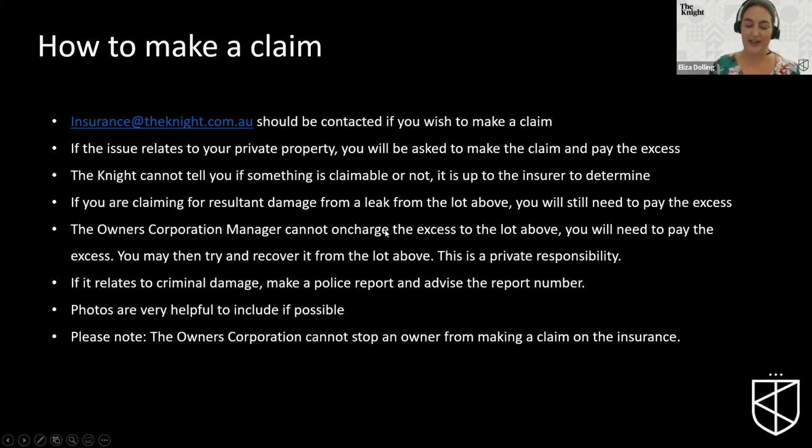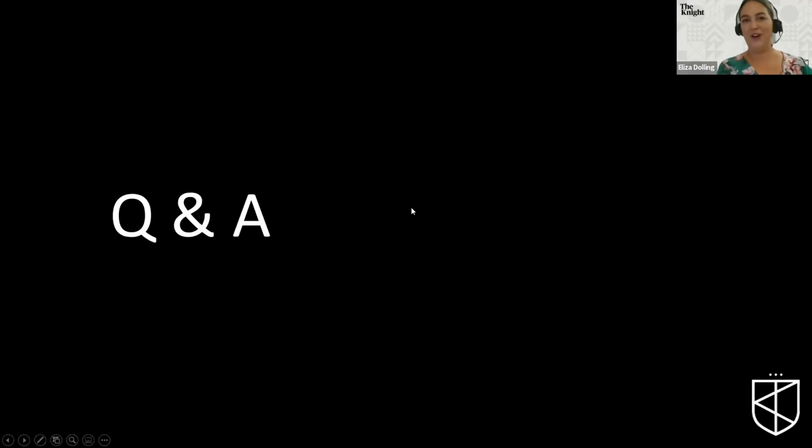And just a note there, as you are committee members, the Owners Corporation cannot stop an owner from making a claim on the insurance policy. Every owner is a member of that policy, and as such, they are entitled to make a claim. So hopefully that provided you a bit of additional information and understanding of Owners Corporation Insurance. And we've now got some time if there were any questions.